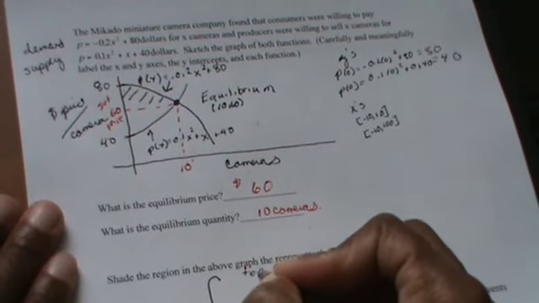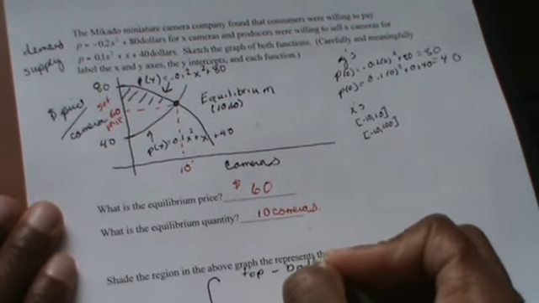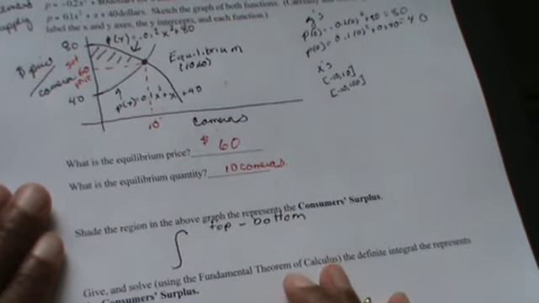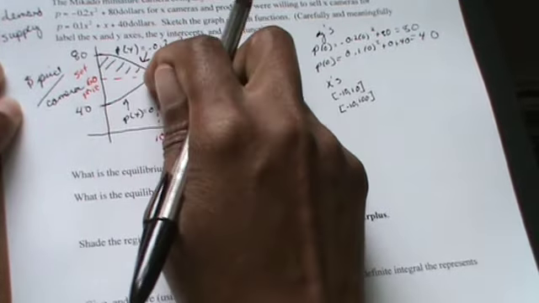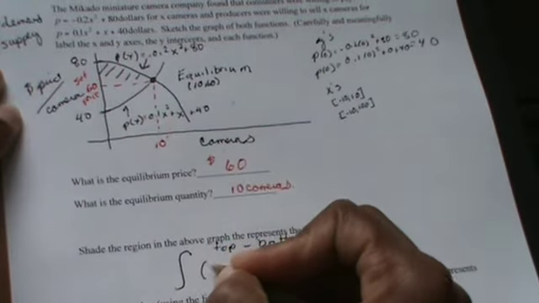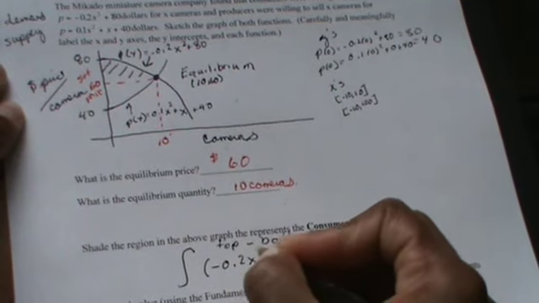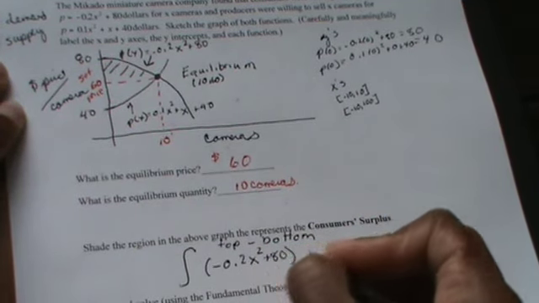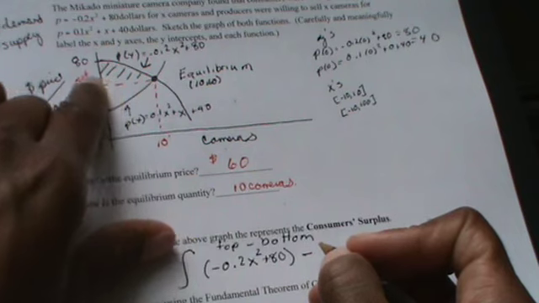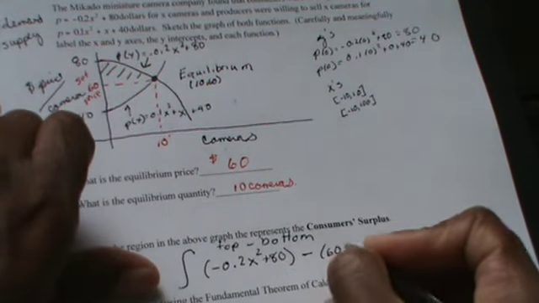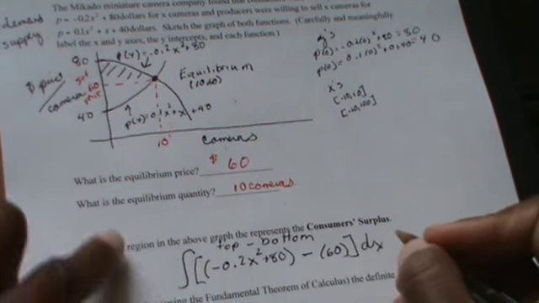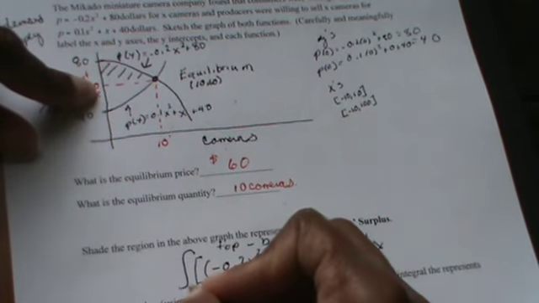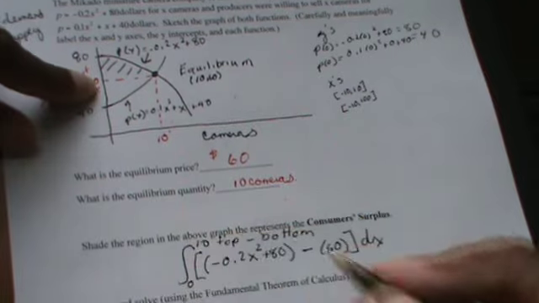Let's do top minus bottom, just like we did with the other part of your homework. If I take my pen and drop it right here, you can see that your top is this demand function, negative 0.2 x squared plus 80. And your bottom is the $60 price. 60, the whole thing, dx. And how far does this go? It goes from x equals 0 to x equals 10.